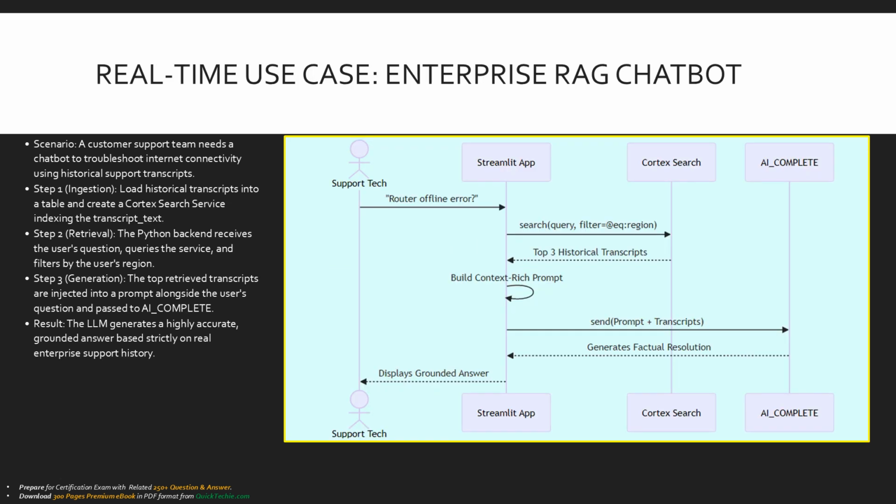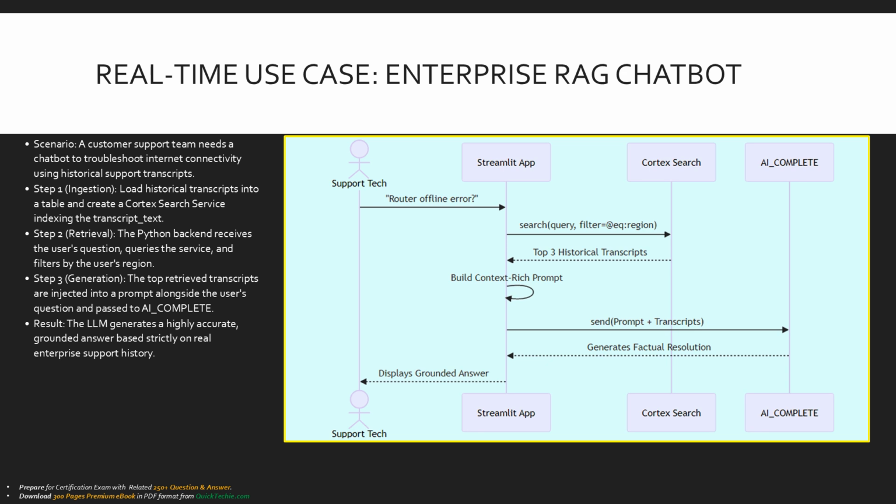Let's tie this all together with a highly valuable real-time use case: an enterprise RAG chatbot for customer support. Imagine your telecommunications company wants a chatbot that helps technicians troubleshoot internet connectivity using historical support transcripts. Step 1. We ingest the transcripts into a Snowflake table and execute a Create Cortex Search Service command, indexing the transcript text and setting region as an attribute.